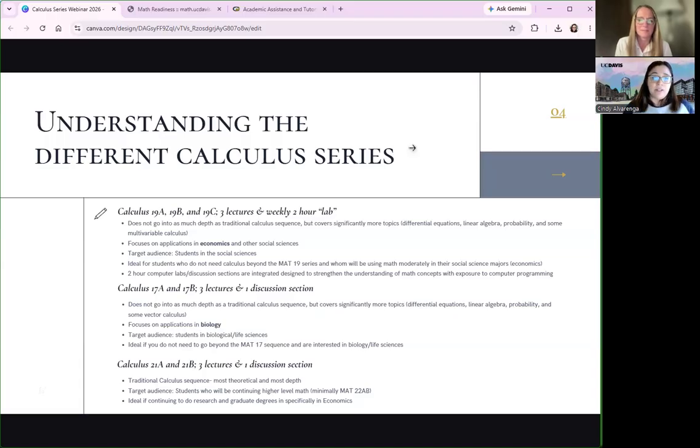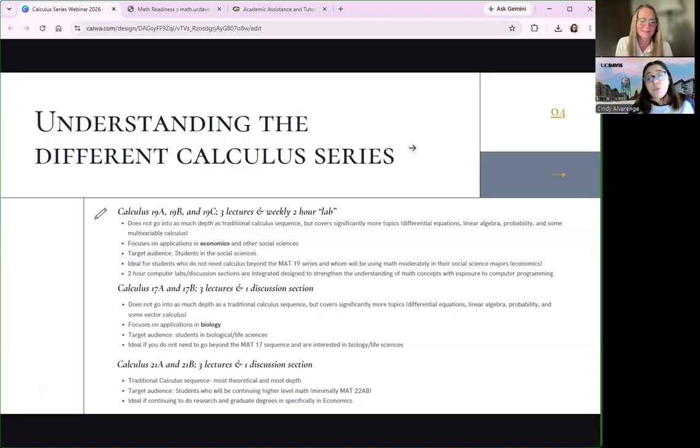The 17 series is basically calculus for the biological sciences. So unless you want to go more in depth with pre-health, biological sciences, biology, life sciences, then this would be a good pathway for you. Many of our pre-health students, including pre-med and pre-dental, take the 17 series just because of the calculus they need for their minor or double majors.